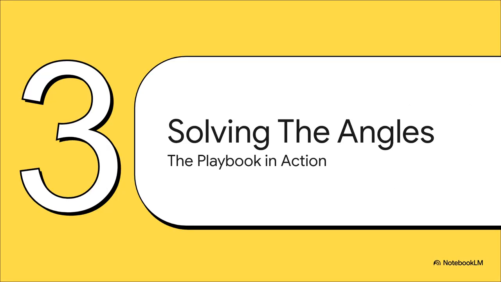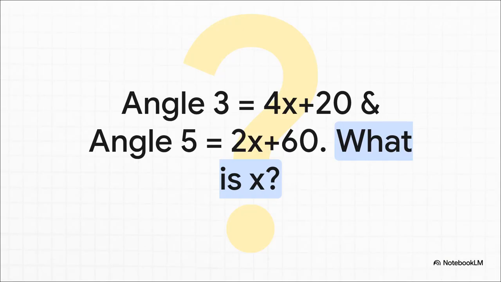Okay, so we've got the rule book down. Now it's time to actually get our hands dirty and see how these rules let us solve for all sorts of unknown angles and variables. Let's put this playbook into action. All right, here's our first challenge. We're given these algebraic expressions for angle 3 and angle 5, and our job is to find the value of x. So what's the very first thing we do?